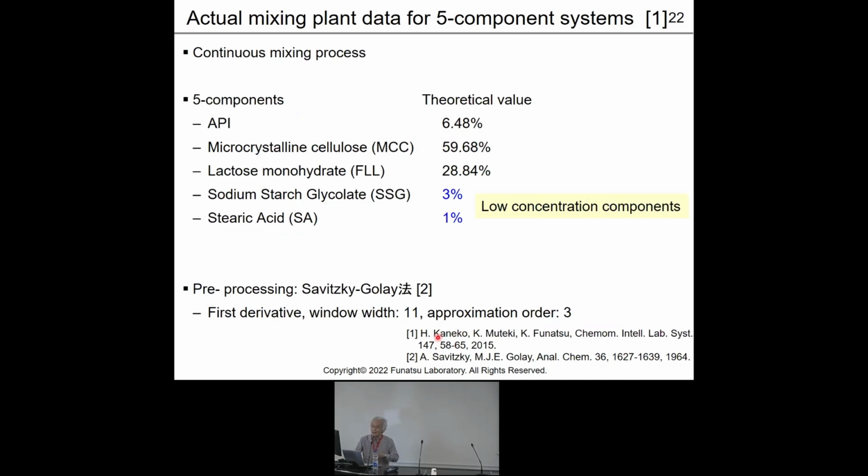This is actual mixing plant data for a 5-component system. This is a challenging example. It is a continuous mixing process with 5 components: API, MCC, FLL, SGG, and stearic acid. In this case, these 2 components have a low concentration. So this is the problem. Our method can detect the concentration with accuracy. The preprocessing is a subjective Borel method, and the first derivative with window size 11 and approximation order 3.